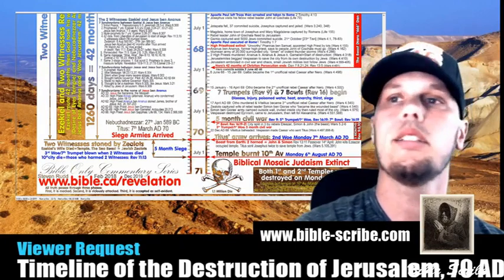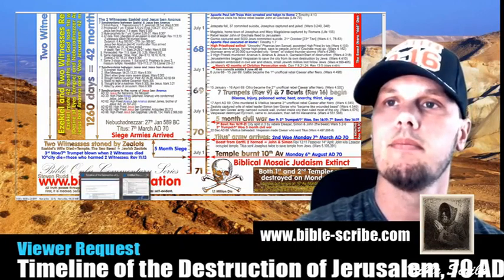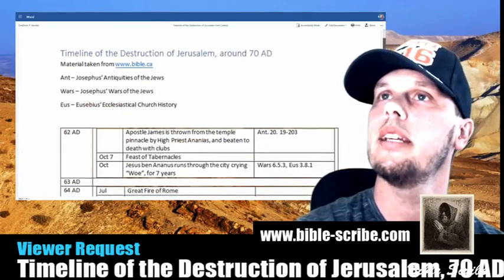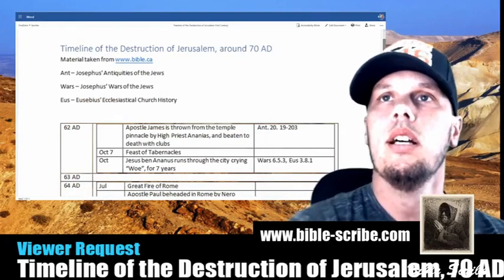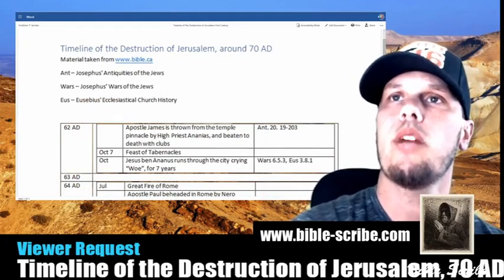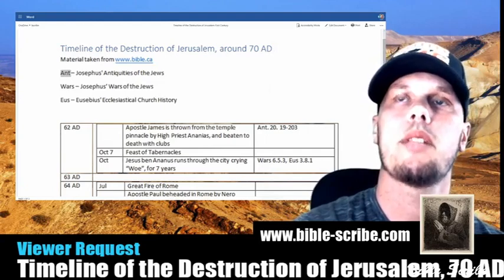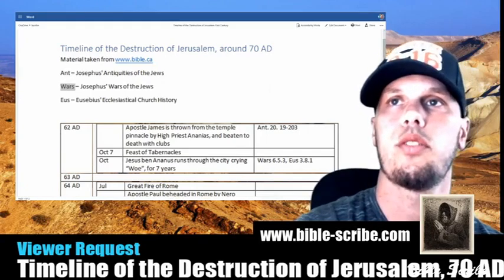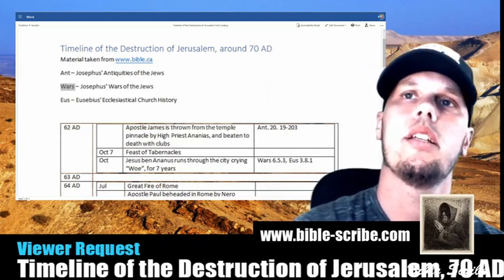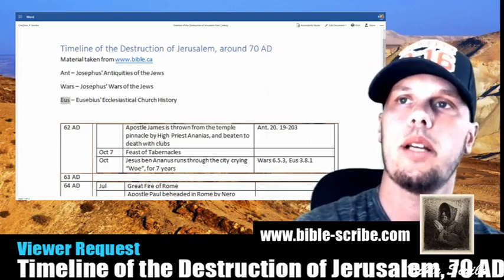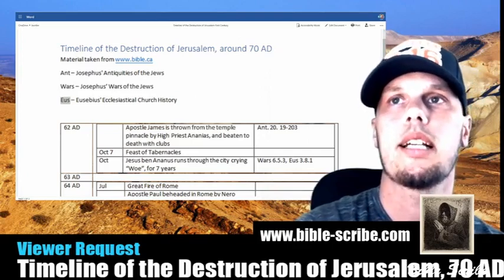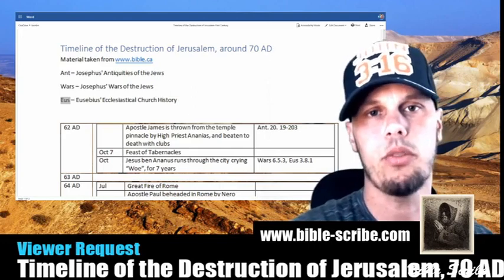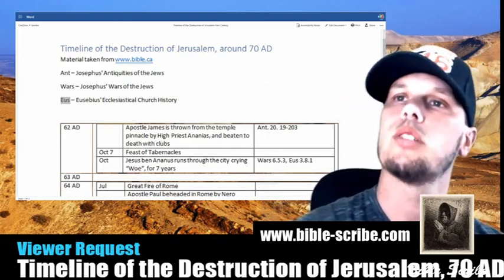So let me get into the timeline that we will be looking at. I went ahead and just put it in a Word document. As my references, I put a few different acronyms. A&T is Josephus' Antiquities of the Jews. Wars is going to refer to the Wars of the Jews. And then EUS, there was actually quite a bit of information in Eusebius' Ecclesiastical Church History. It kind of mirrors Josephus, but he gives some additional date help there. And so that was useful as well.